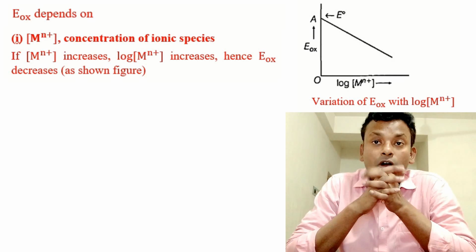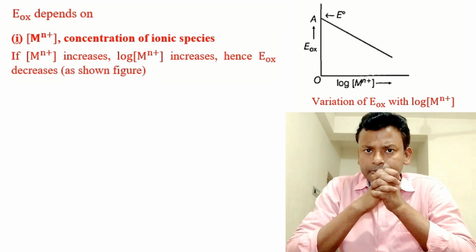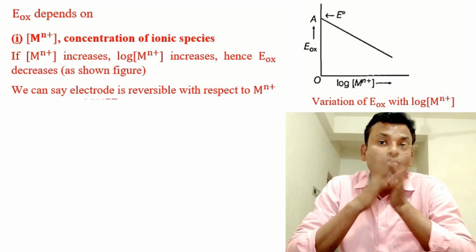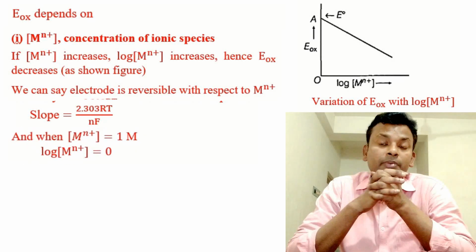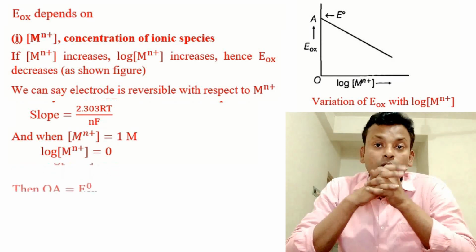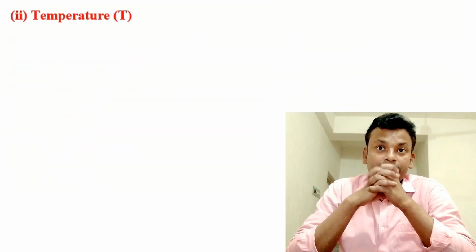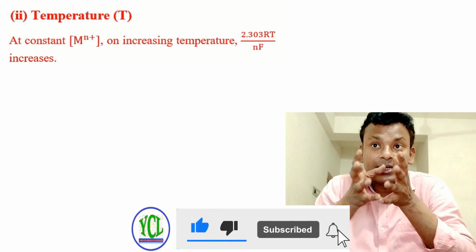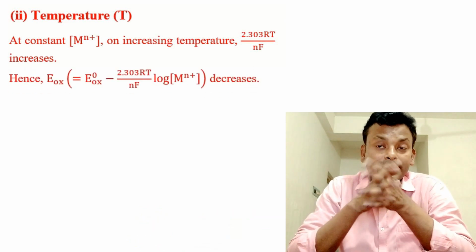That is the variation of E oxidation with log concentration of Mn+. We can say the electrode is reversible with respect to Mn+, and the slope equals 2.303 RT by nF. When the concentration of Mn+ equals 1 molar, log Mn+ equals 0, then the intercept equals E0 oxidation. Point 2: temperature. At constant concentration of Mn+, on increasing temperature, 2.303 RT by nF increases, hence E oxidation decreases.